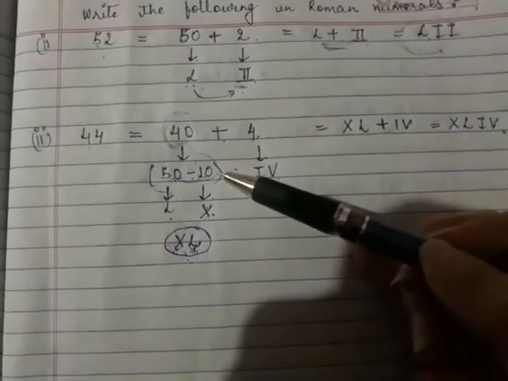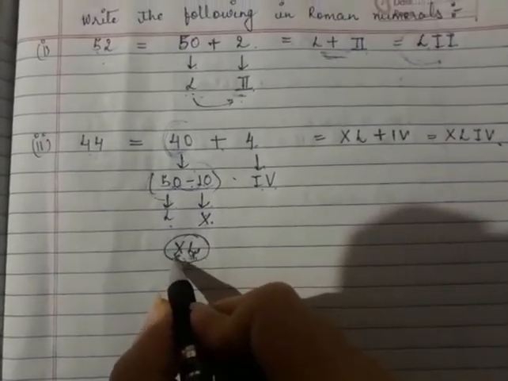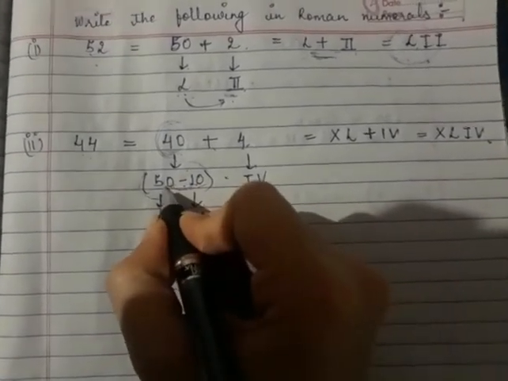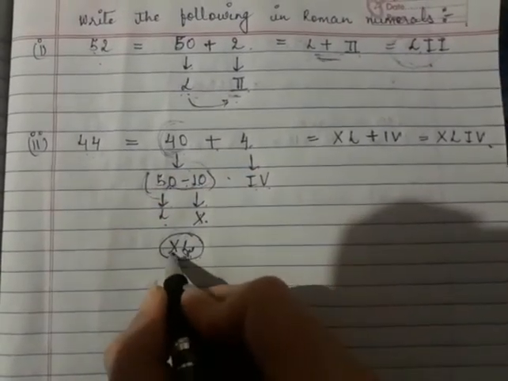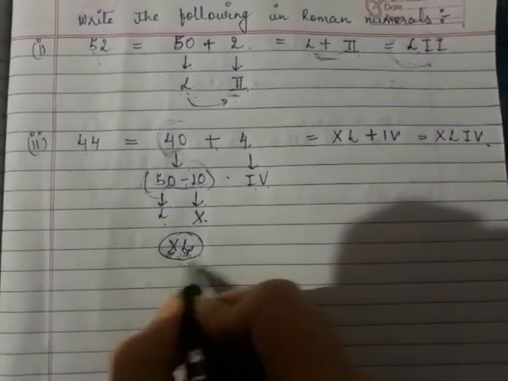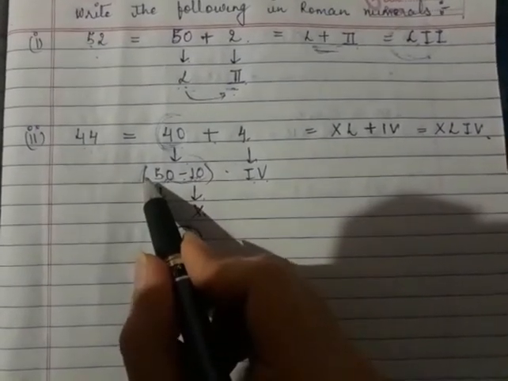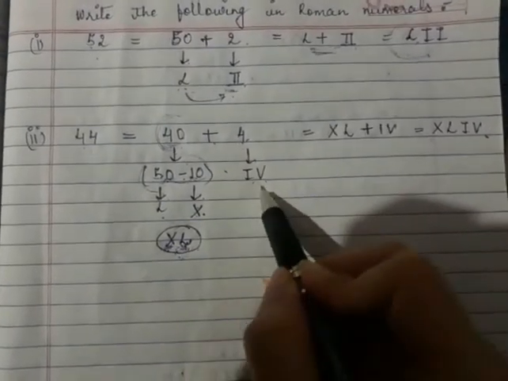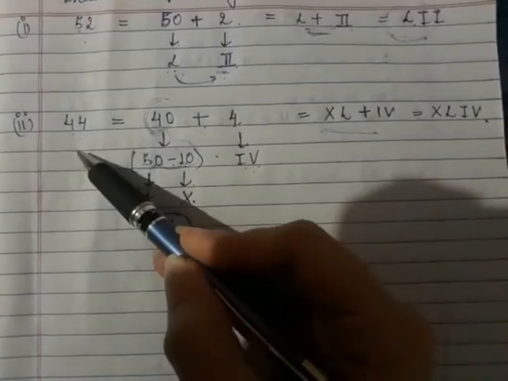Again we remember one rule that says that when a symbol of smaller value is written to the left of a symbol of larger value, the smaller value is subtracted from the larger value. 10 is the smaller value, 50 is the larger value. Now 10 is written to the left of the larger value, that is 50. When this is done, then we subtract the smaller value from the larger value. So 40 could be written as XL and 4 as IV. Adding the values, we'll get the Roman representation of the number.